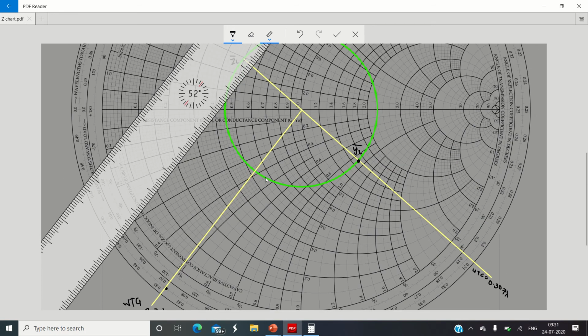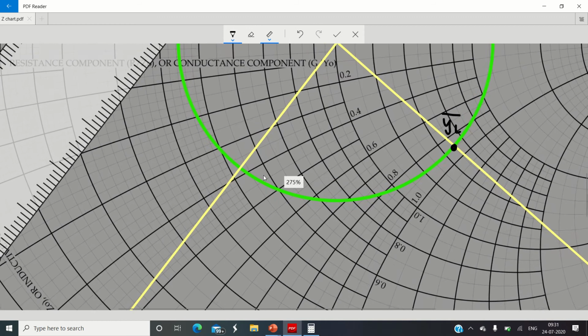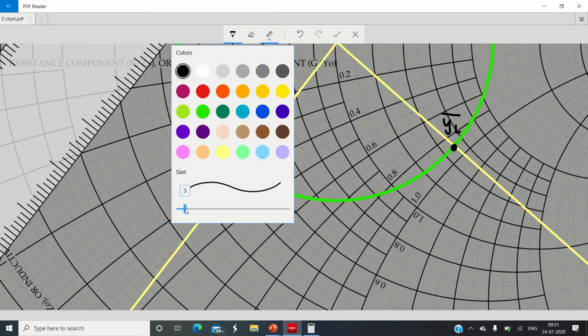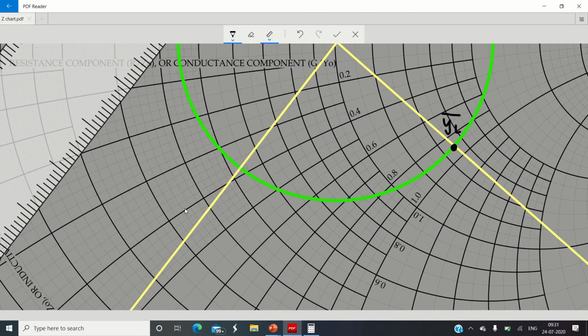So wherever it intersects the VSWR circle, that is the position of our first stub. Okay, so this is the position of our first stub. So let us denote this position of the stub by Y1 point, and we read what is the admittance at that point. So here I will plot it at the particular point, and I will call this point Y1 bar. Y1 bar is representing the position of the first stub from the load.